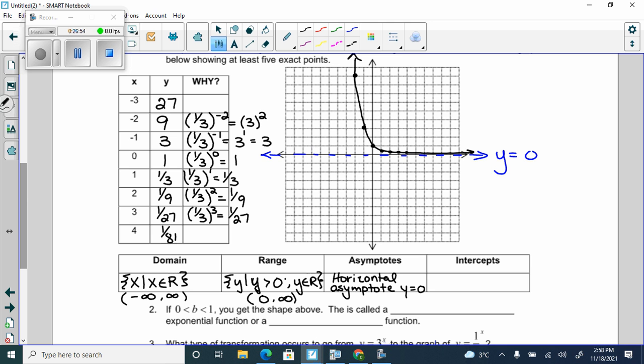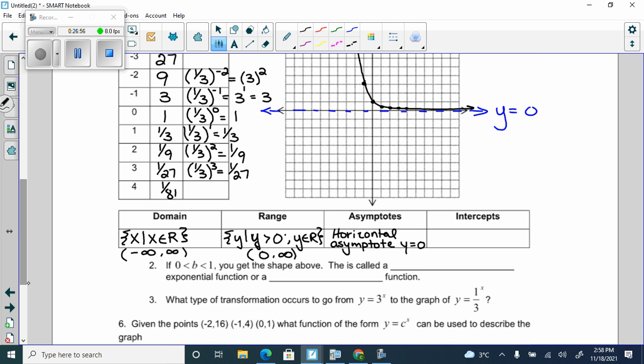Did my intercepts change? Trick question. Nope. My y-intercept is still (0, 1) because my a value is 1. If my a value changed, it would change. And no x-intercepts. You will never have x-intercepts if you do not have a vertical translation, because your horizontal asymptote of an exponential function is equal to your vertical translation. So if you want to have a chance of having x-intercepts, you need a vertical translation to move that asymptote off the x-axis.